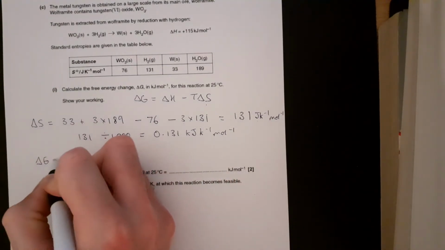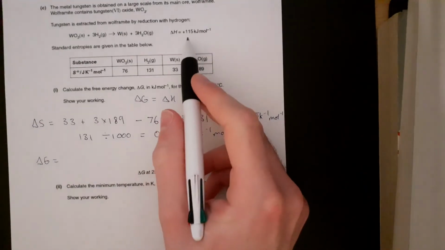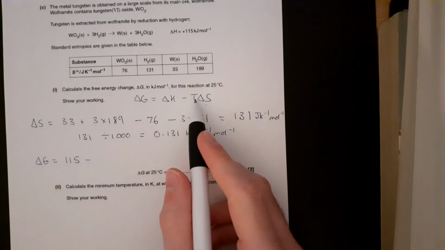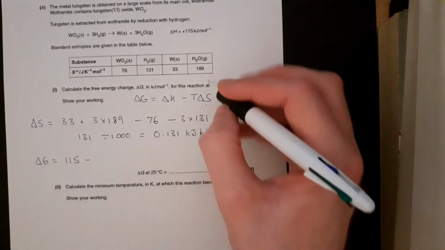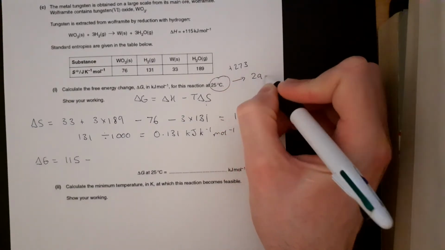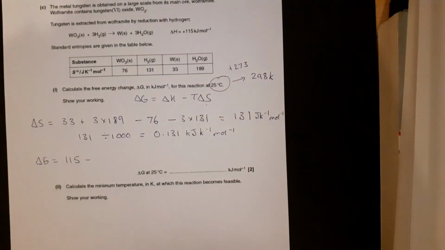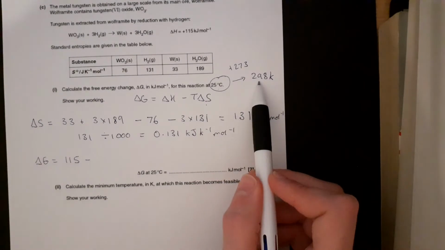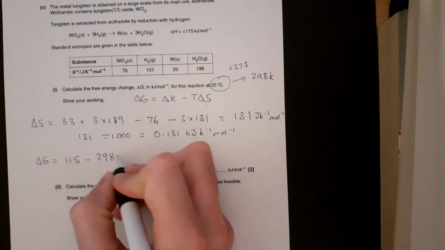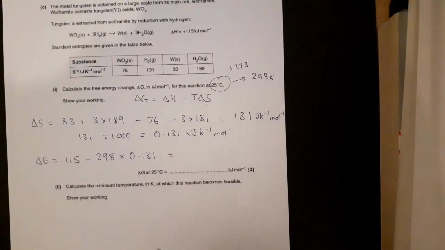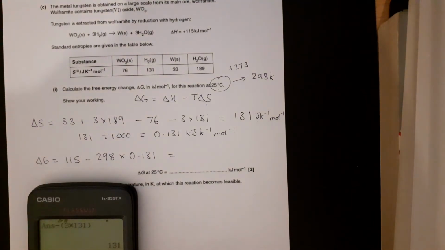So delta G is delta H, which is plus 115, minus the temperature. So it's 25 degrees. So we're going to add 273. So it's going to be 298 Kelvin. You'll get used to this, hopefully, because it's 25 degrees most of the time, because it's standard temperature. So it's going to be 298 times 0.131. So we'll do that first.